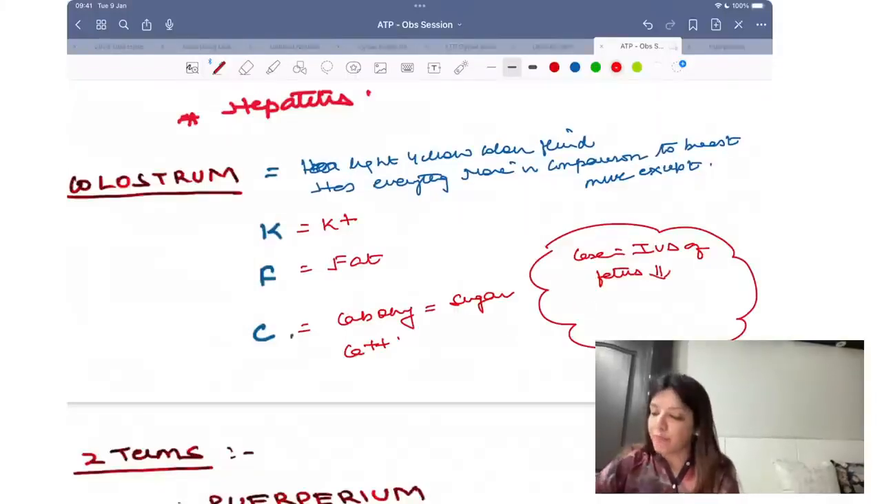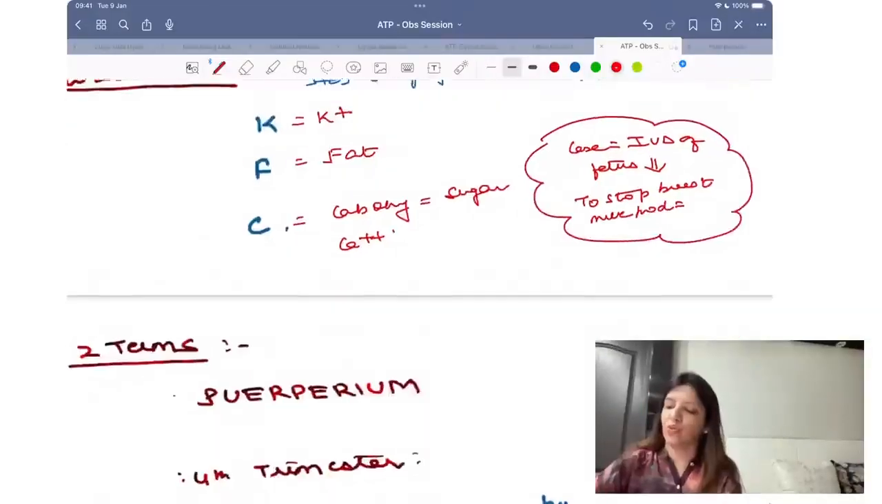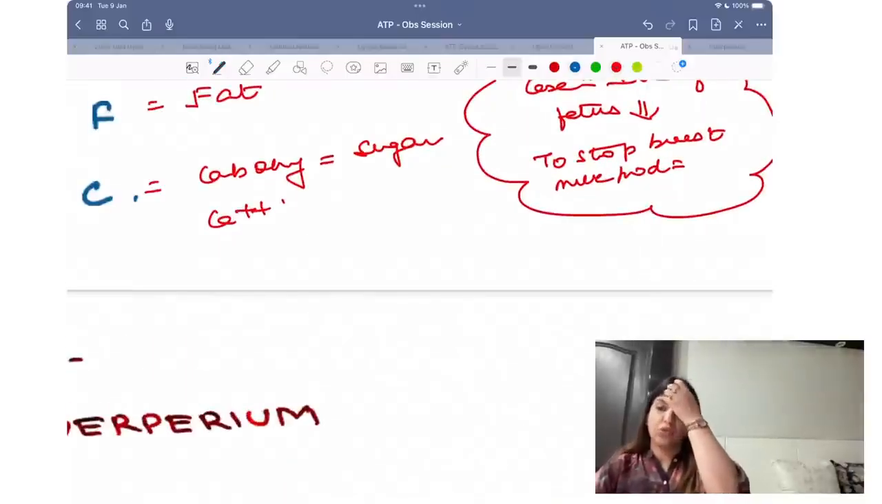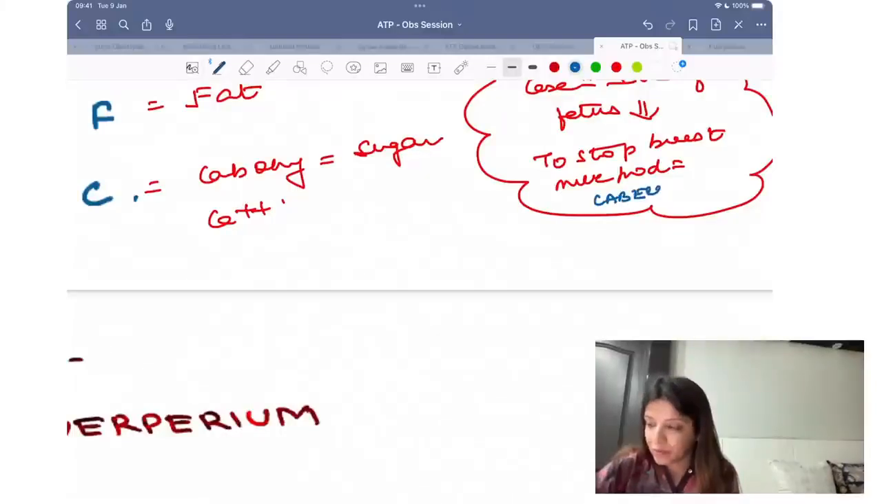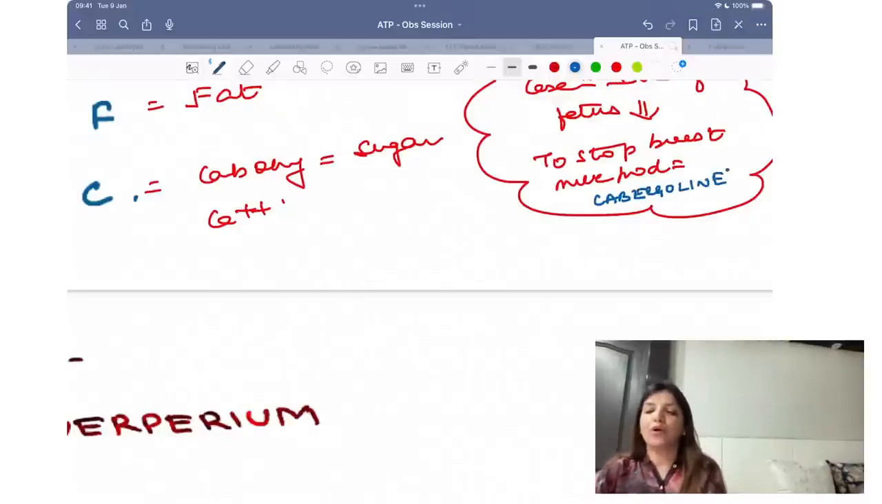Now tell me, suppose there is IUD, there is intrauterine death of the fetus. Right? To stop breast milk production, which drug are you going to advise to the mother? Again, a question which was asked this year in NEET. Which drug? Quickly tell me. Which drug are you going to give? Cabergoline. You are going to give cabergoline so that the breast milk production stops.